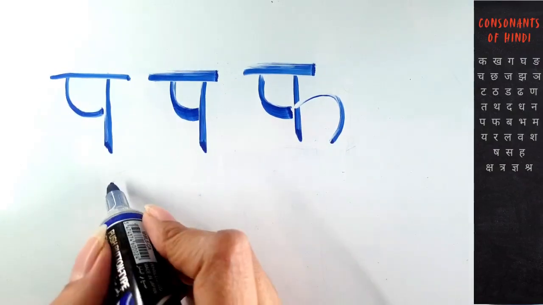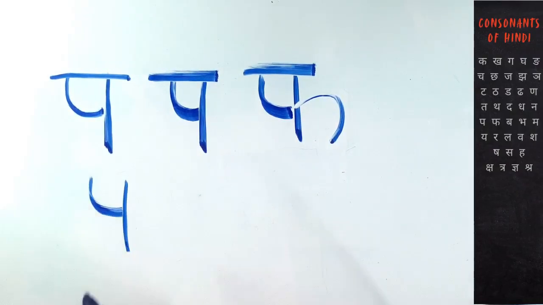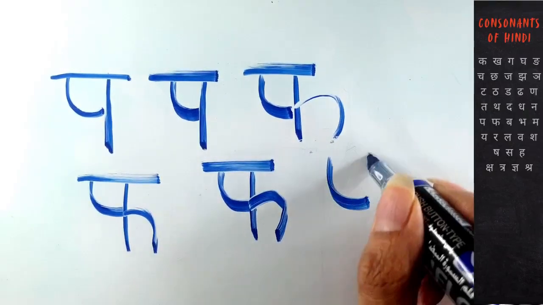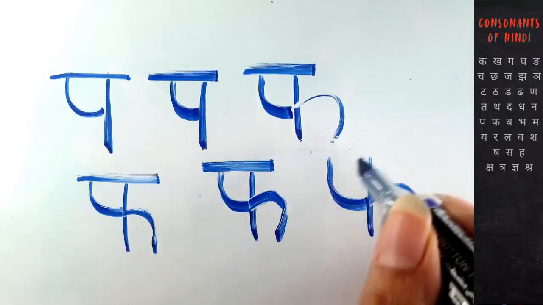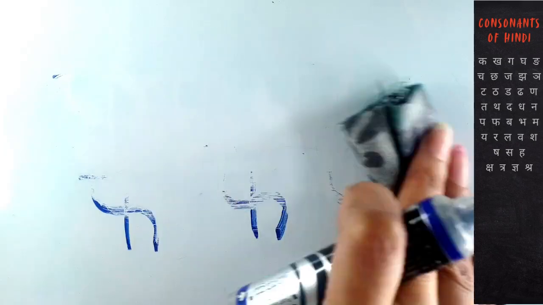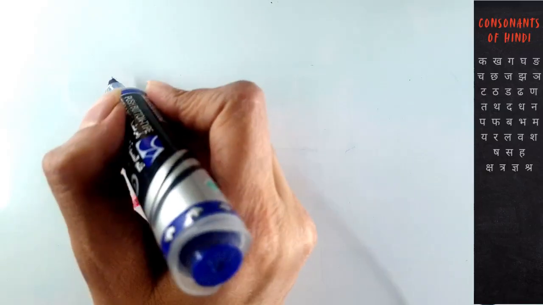Okay? So we start again with the p and then we do this. This is the aspirated p. After that comes b. For b, you start with an almost circle like that, then a vertical line, and then you make a diagonal like that.